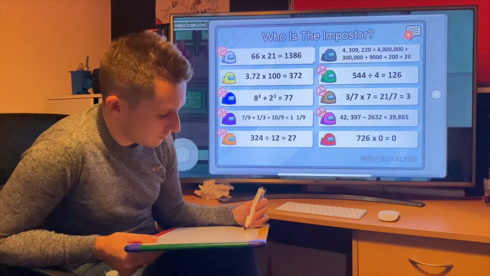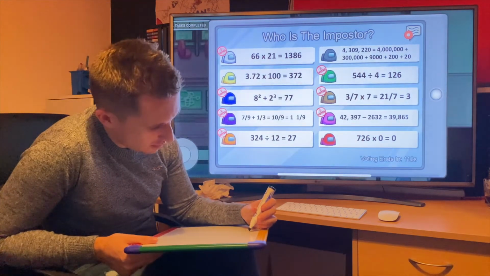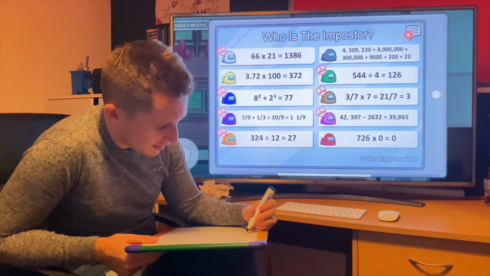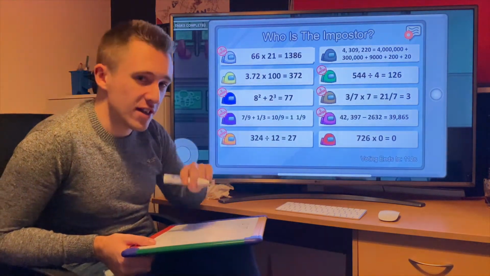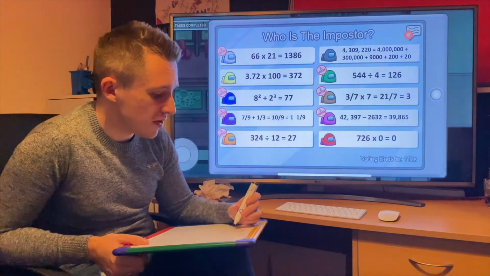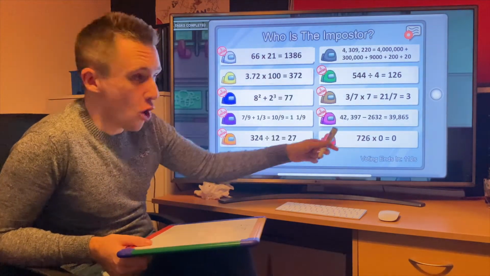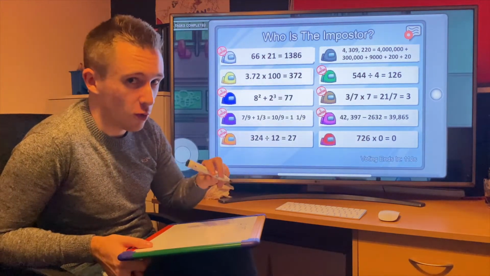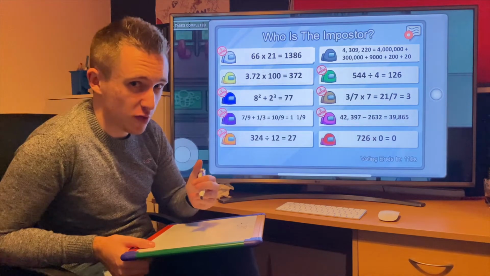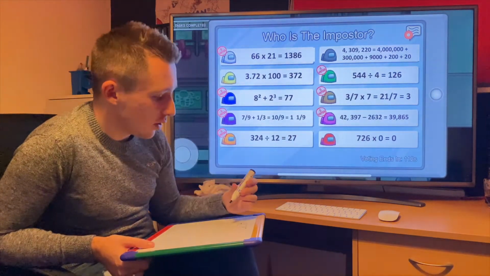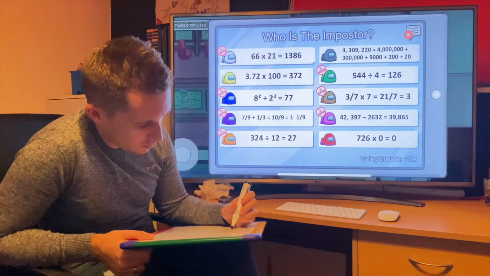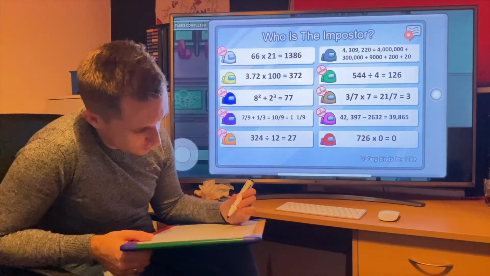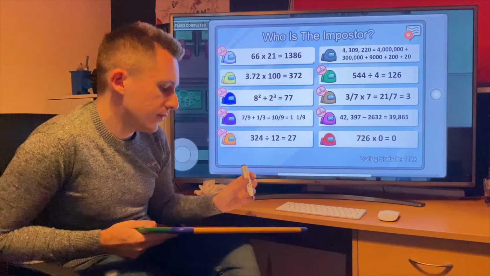42,397. Notice how I'm checking there that I'm writing it down correctly, because that's one of the common mistakes people make, is they write it down wrong from here to here, or from the board to your maths books when you're in school. Take away 2,632. Okay.